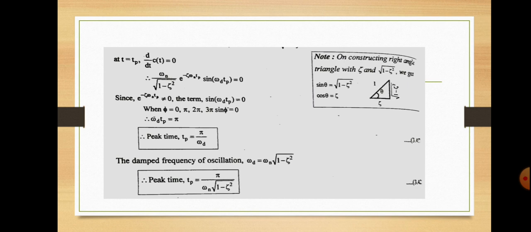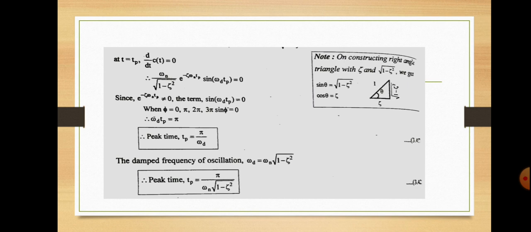So omega n divided by square root 1 minus delta square and e raised to minus delta omega n into Tp into sin omega d into Tp will be equal to 0. Here e raised to minus delta omega n into Tp will not be equal to 0, so sin omega d into Tp will be equal to 0. We know that sin theta is equal to 0 for the values 0, pi, 2 pi, 3 pi, etc. We are taking the first value as pi. So omega d into Tp will be equal to pi, and the peak time Tp can be found as Tp equal to pi by omega d. That is an important equation: peak time is pi divided by omega d.